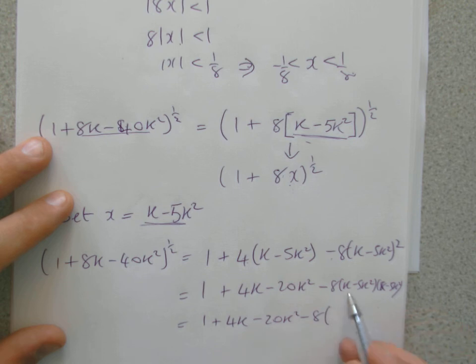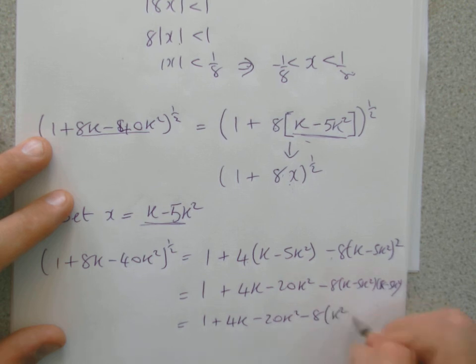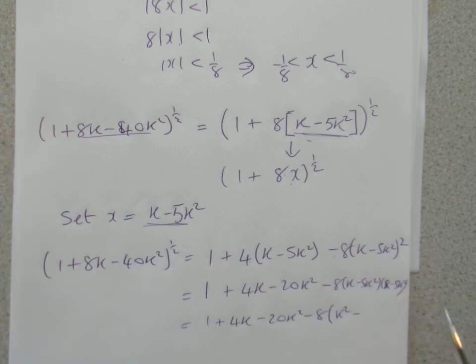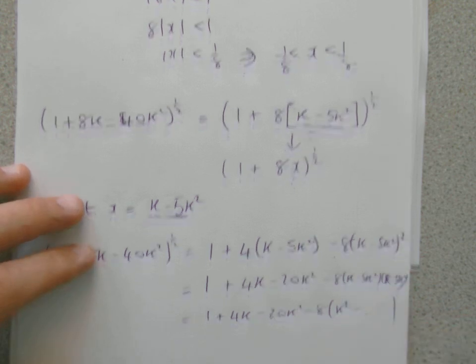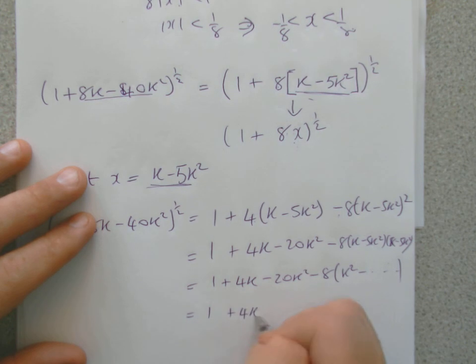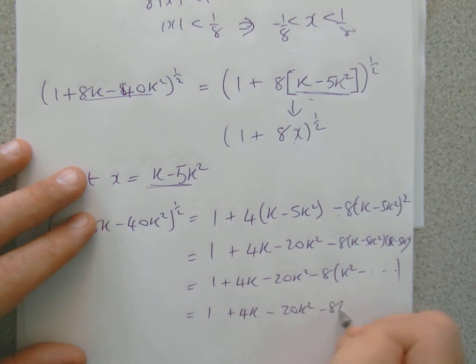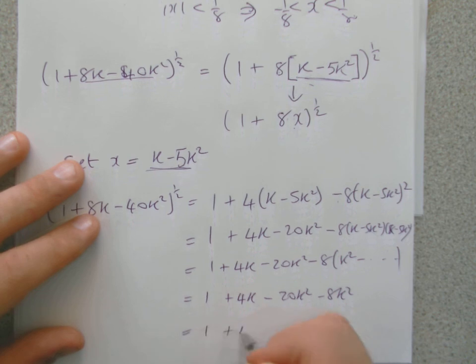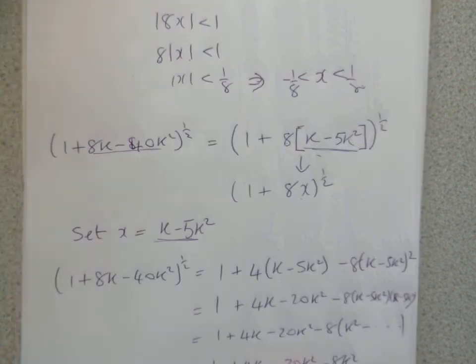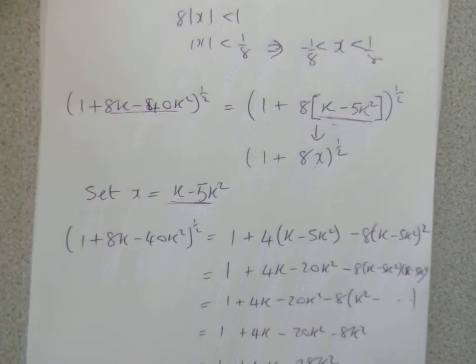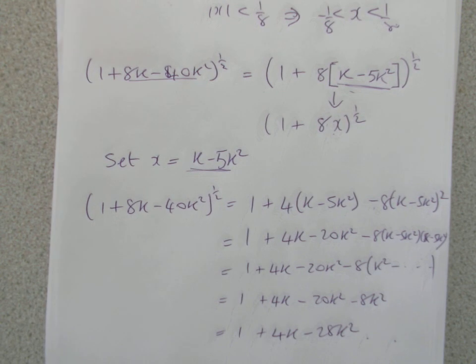So in this bracket, if you do FOIL here, you'll have k squared, then we'll have minus 5k cubed, and we'll have minus 5k cubed here, and if you do the last, you'll have 25k to the power 4. You don't need to do it, because the question says only up to k squared. So we don't need to do all of that, which is great. So we end up having 1 plus 4k minus 20k squared minus 8k squared. So this becomes 1 plus 4k minus 28k squared. Job done. We've answered the question. We've gone up to k squared, exactly what they wanted.